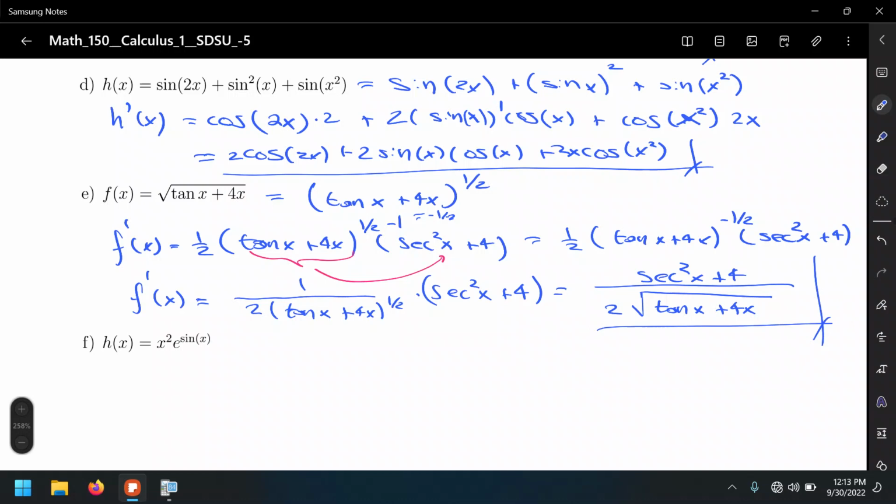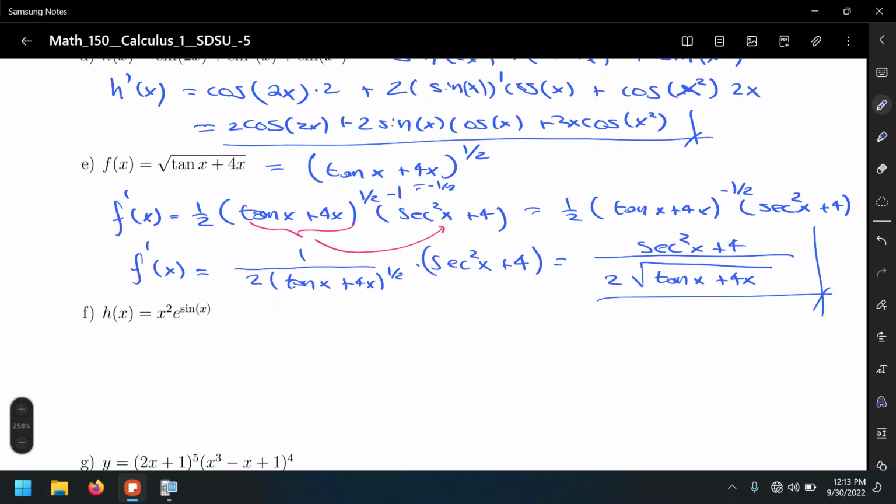Most of the time the calculus part of the problem might be the shortest part of the problem. The remaining part of the problem is usually a little bit of algebra. Alright, letter F. For letter F, I claim we should combine a couple of rules. Which rules should we use in this case? Product rule. What else besides product rule? The chain rule at the same time, right? So we're going to combine two rules.